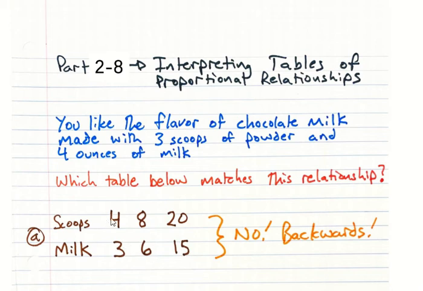This is a proportional relationship table. 3 times 2 is 6. 4 times 2 is 8. 4 times 5 is 20. 3 times 5 is 15. This is a good table. It's just not the flavor that we're looking for, because we want the ratio to be the other way around. We want 3 scoops of powder and 4 ounces of milk. So A does not work.